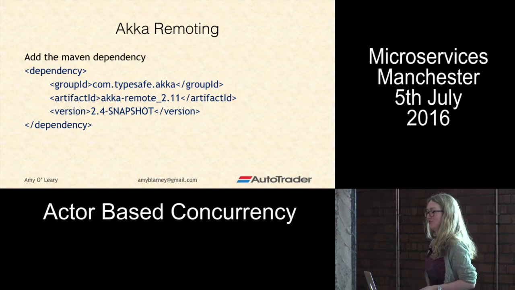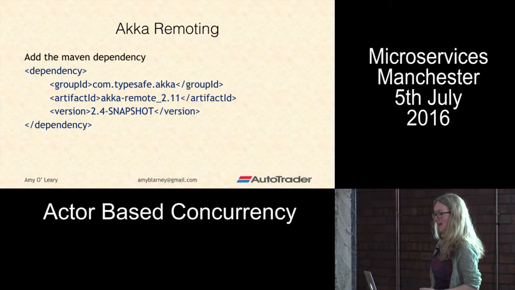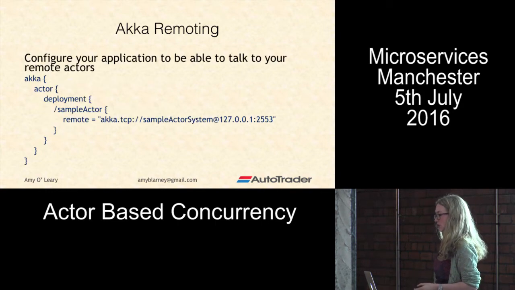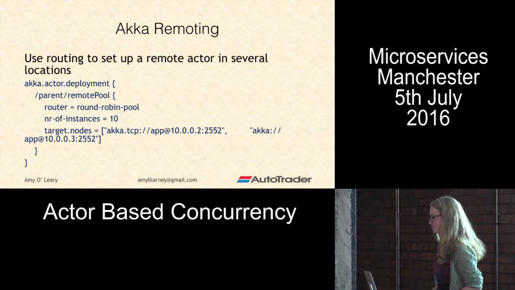Okay, so just to demonstrate how simple it is to add Akka Remoting to your code, here's some code. You add the Maven dependency. You add some configuration to your application.conf file. You configure your application to be able to talk to your remote actors. And finally, you use routing to set up a remote actor in several locations. And there you have it. That's all the code you need to move from one JVM to several.